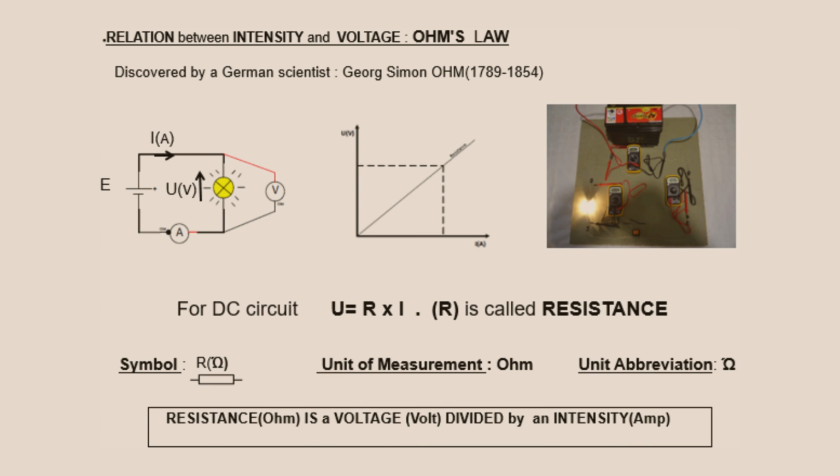Relation between intensity and voltage. Ohm's law, discovered by a German scientist, Georg Simon Ohm, from 1789 to 1854. For DC circuits, voltage, which is U or V, is equal to resistance times intensity. R is called resistance. Note, resistance is a voltage divided by an intensity.